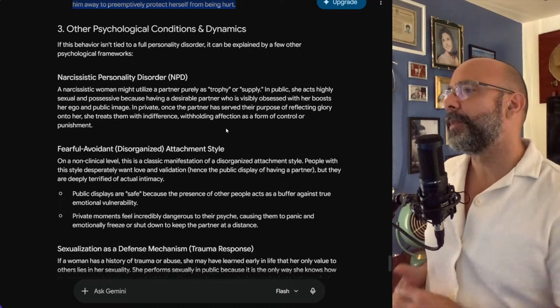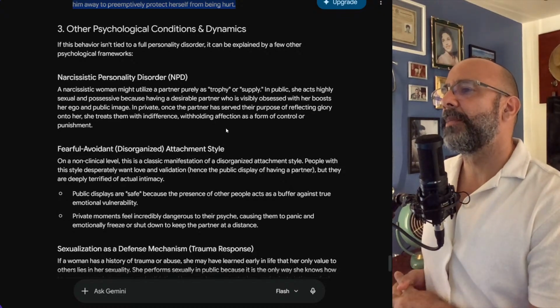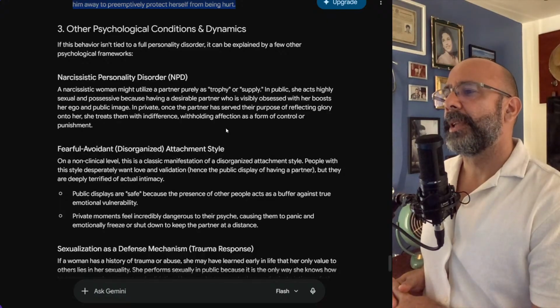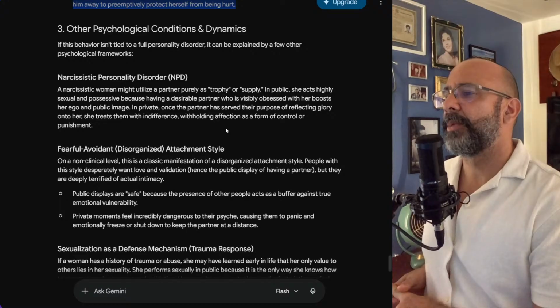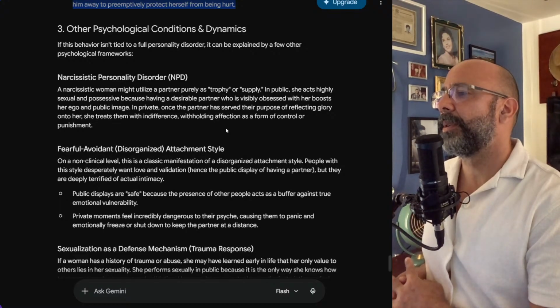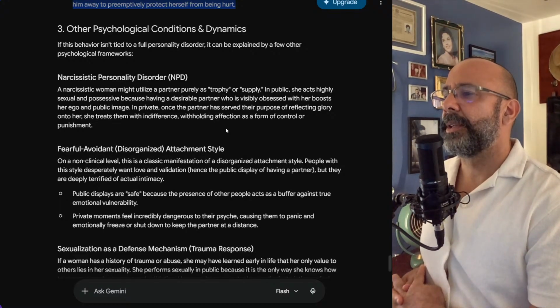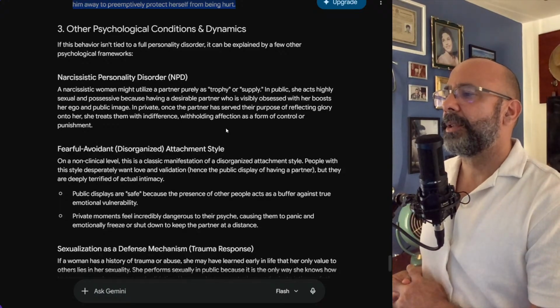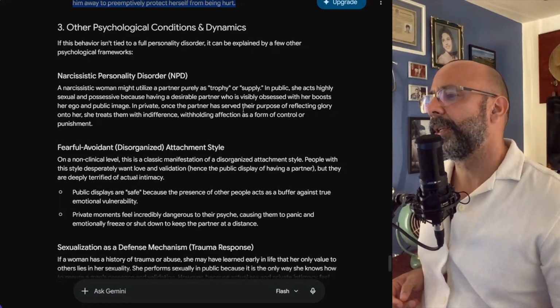Other psychological explanations. If this behavior isn't tied to a full personality disorder, it can be explained by a few others. Narcissistic personality, trophy or supply: in public, she acts highly sexual and possessive because having a desirable partner who is visibly obsessed with her boosts her ego and public image. In private, once the partner has served the purpose, she treats them with indifference, withholding affection as a form of control or punishment.